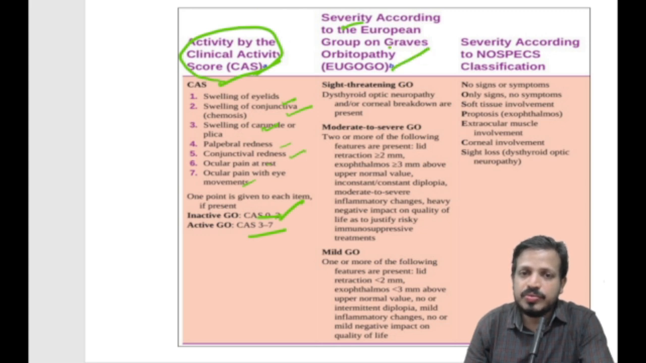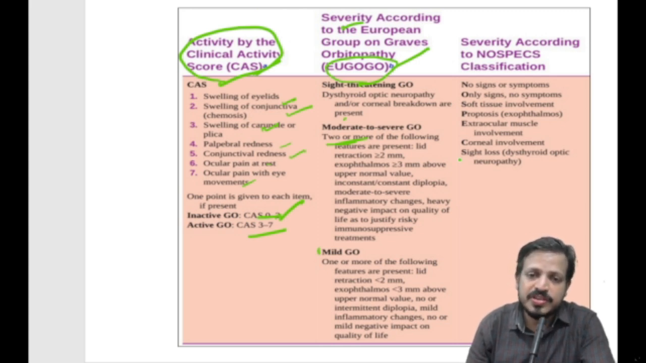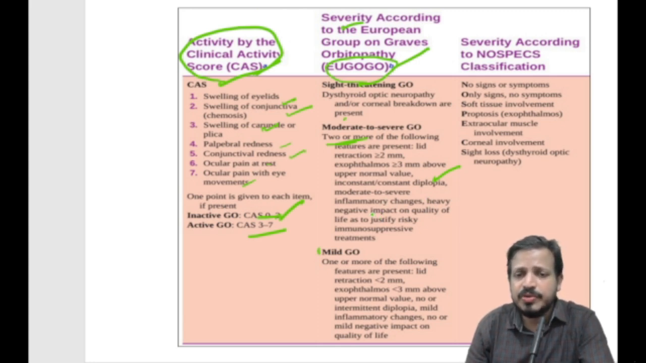Then coming to the severity score as per the EUGOGO classification that we discussed already: mild, moderate to severe, or sight threatening. In sight threatening we discussed the presence of DON, dysthyroid optic neuropathy, corneal breakdown, and another is globe subluxation. And in moderate to severe Graves ophthalmopathy, if 2 or more of the points we discussed are present: lid retraction of 2 millimeters or more, exophthalmos or proptosis of 3 millimeters or above, and inconstant or constant diplopia, or moderate to severe inflammatory changes. So this is under the moderate to severe category of severity score.